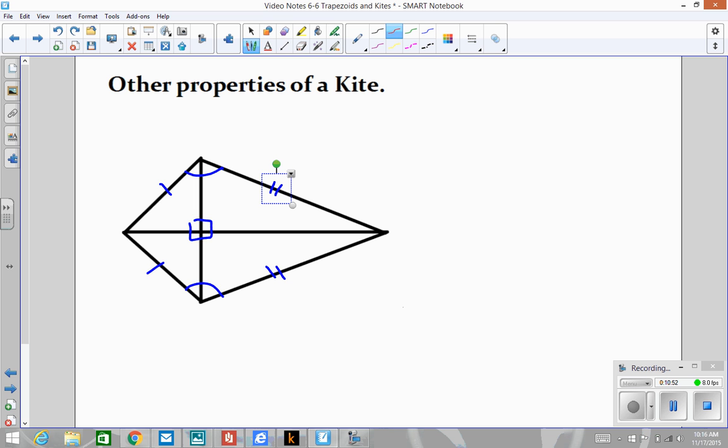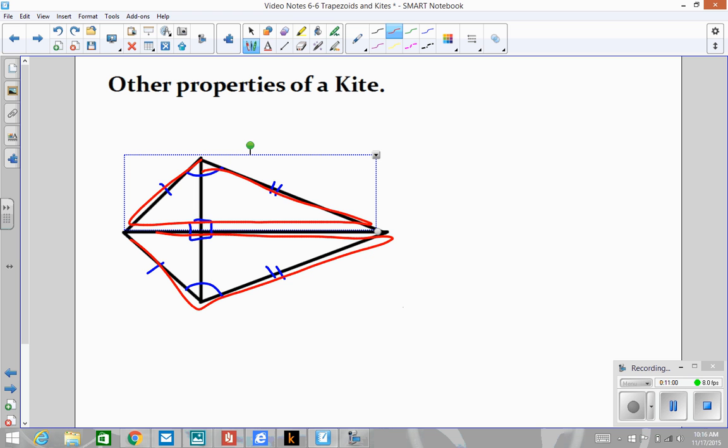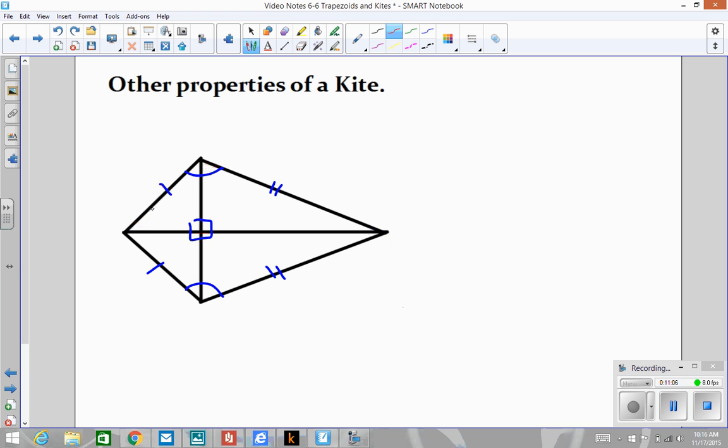If you look at the kite itself, we know that the triangle here and the triangle here are congruent by side, side, side because of the reflexive property. So if they're congruent by side, side, side, that means that this angle right here is congruent to this angle, and this angle is congruent to this angle. So we have one pair of non-congruent angles bisected. And it's the angle that's located between the congruent sides.